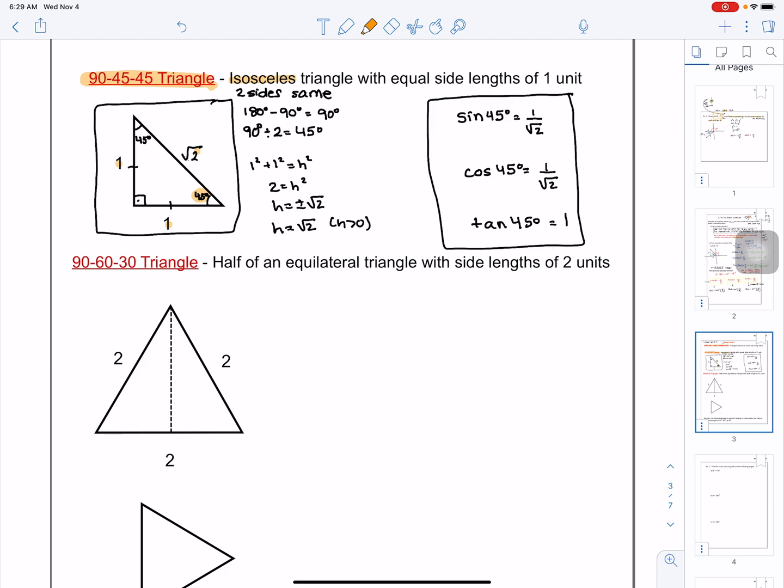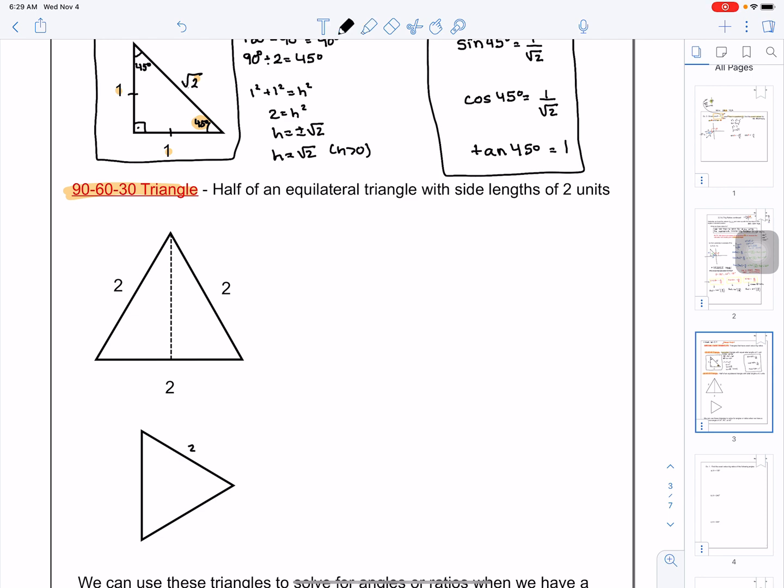We also need to know the 90, 60, 30 degree triangle, which you're either going to look at rotated this way and then focus on our dotted line, or rotated this way. So I'm going to focus on it standing up like this. And what we do is we take this line that bisects the triangle in half. So in an equilateral triangle, all the side lengths are the same. So when I take this orange line and bisect it and I pull out this triangle, this would be a side length of 1, which is half of the full length on the bottom, which is 2.